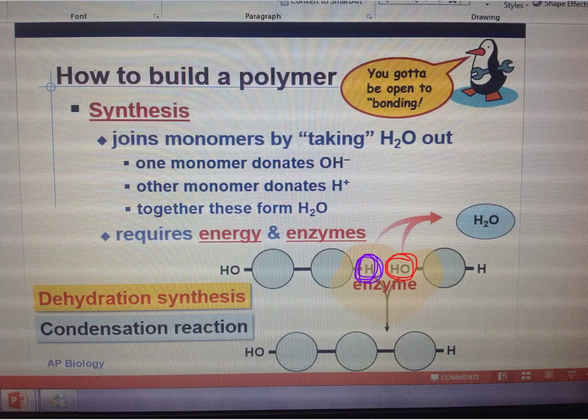It's not like you just click your fingers and water gets pulled off. It requires energy for these things to happen. And it also requires enzymes for this reaction to happen. And again, the reaction is called dehydration synthesis or the condensation reaction. It is how polymers are formed, how they're made.